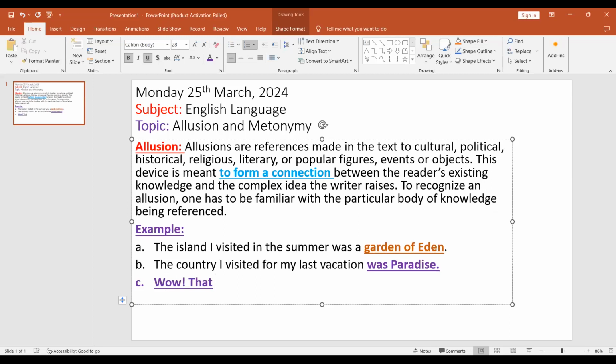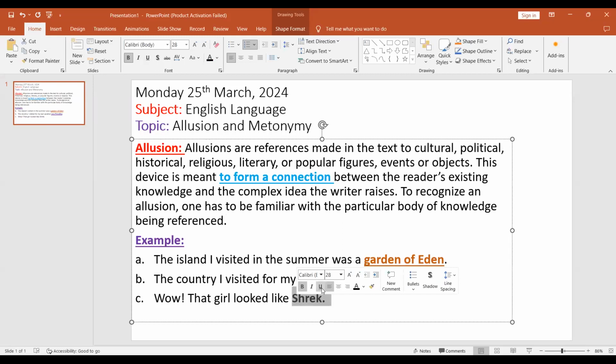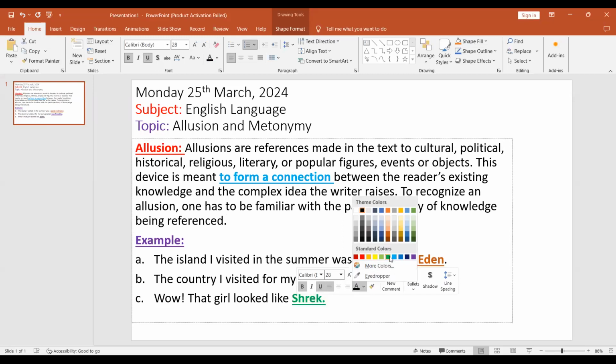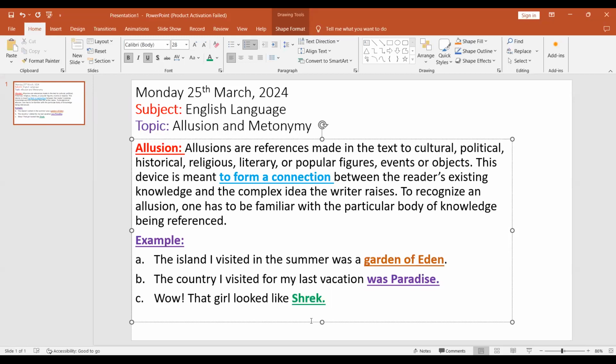That girl looks like Shrek. That's an allusion. Oh boy. Is that the example? It's okay. So what's the allusion in this one? You gotta talk back to me now. Shrek. Very good. It's a rude allusion, but an allusion either way, Mr. Petit. Exactly. It works either way, right?